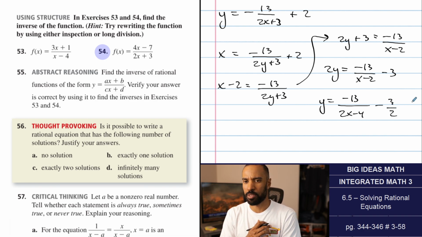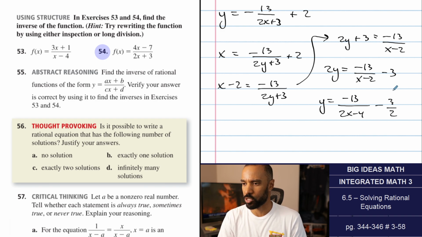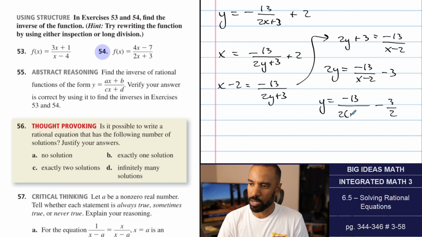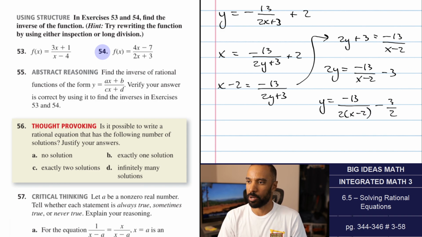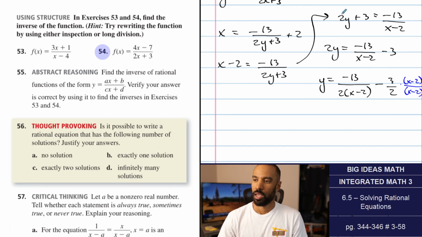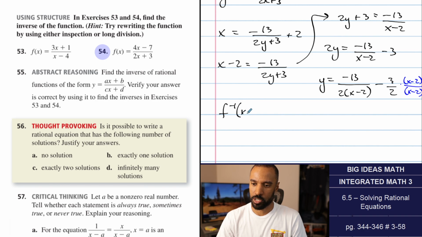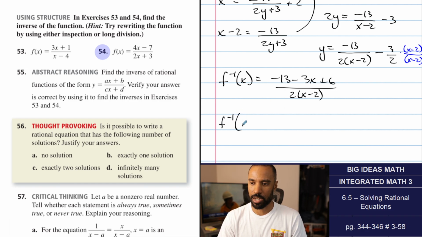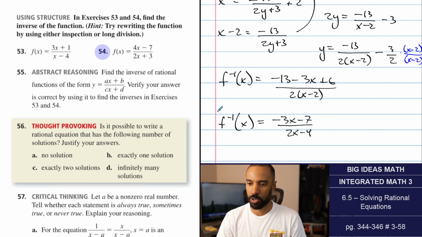That's a lot, and it's not something that I prefer as an appearance of an answer personally. I want to do something else with that. So as far as this, I probably want to get a common denominator. Let's rewrite this as 2 times x minus 2, like that. Now to get a common denominator, I have to multiply this by x minus 2 on top and bottom. And by the way, I'm going to write this as inverse now. Inverse is negative 13 minus 3x plus 6 all over 2 times x minus 2. I might as well distribute that now as 2x minus 4. And that is going to be negative 3x minus 7 all over 2x minus 4.